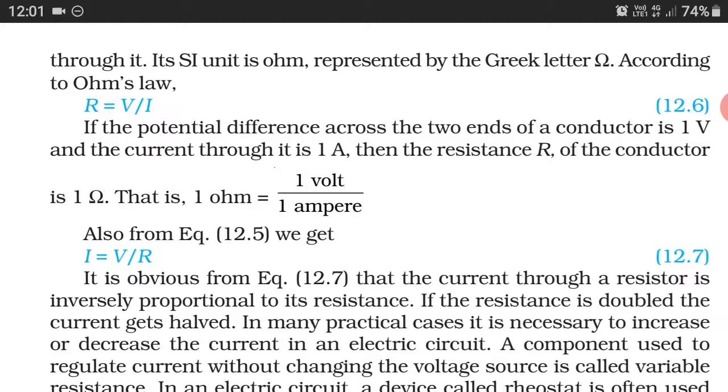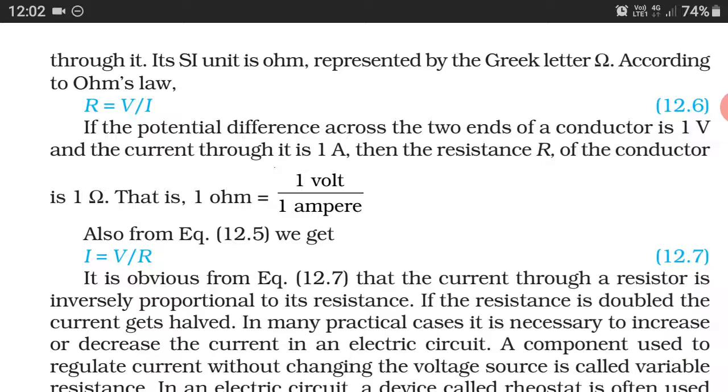So from Ohm's law he derived that R is inversely proportional to current, because R equals V upon I. That means if we double the value of current, the resistance value will be half, or vice versa. If the resistance is doubled, the current flowing through the conductor will be less.